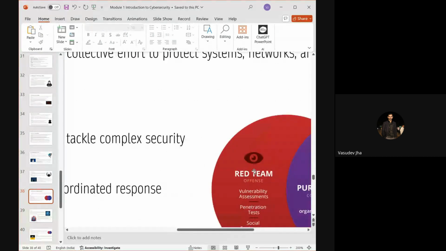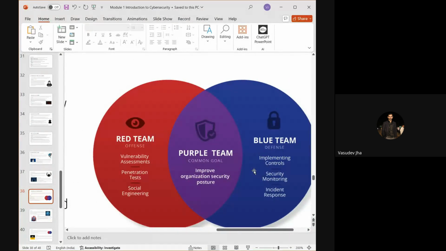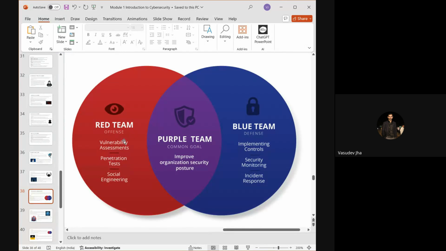Let me zoom it out. Red team, we know them as offensive security, blue team as defensive security, and purple team as security analytics. They will go for vulnerability assessment, penetration testing, and social engineering. Blue team will implement controls, security monitoring, and incident response. And purple team improves organization security posture. So purple team is a collaborative environment, whereas the red team and blue team are isolated bodies working with their own goals.